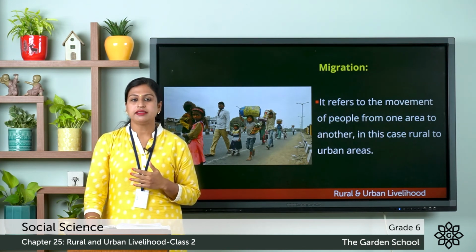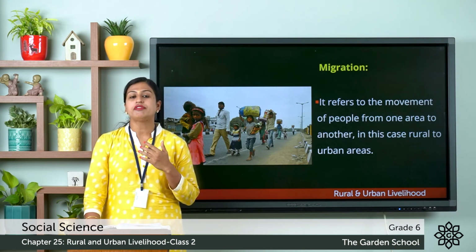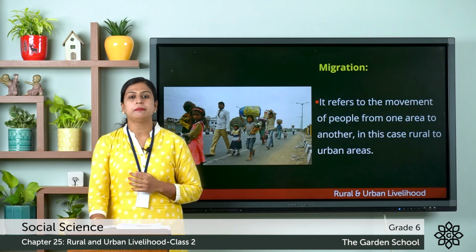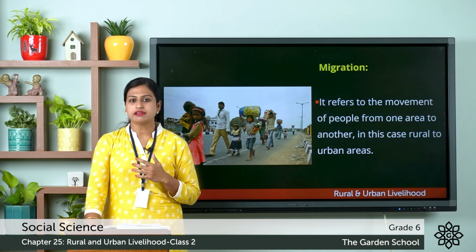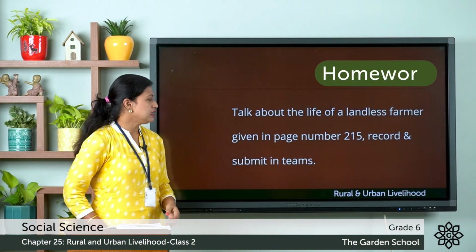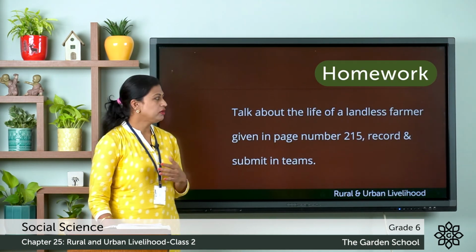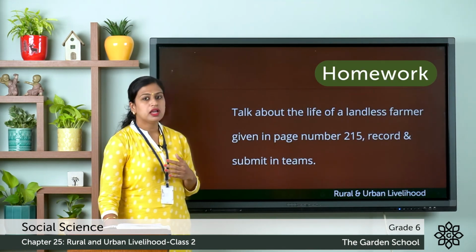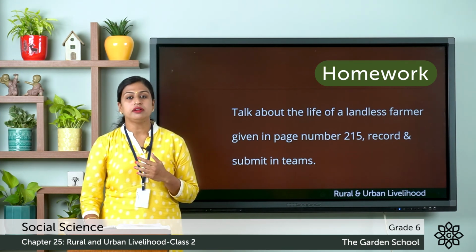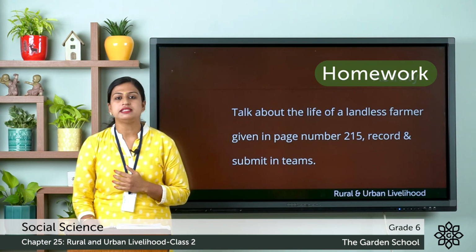Therefore, we can say that the overall growth and development of our country depends on the balanced progress of both the rural sector and the urban sector. So, with this we have completed chapter number 25, and the activity is you have to talk about the life of a landless farmer given on page number 215. You have to record and submit the voice clip in Teams.